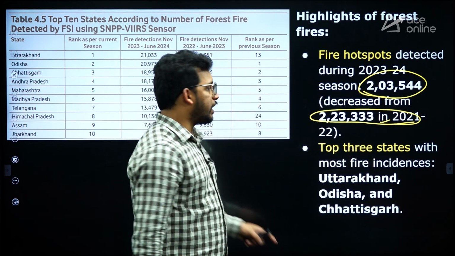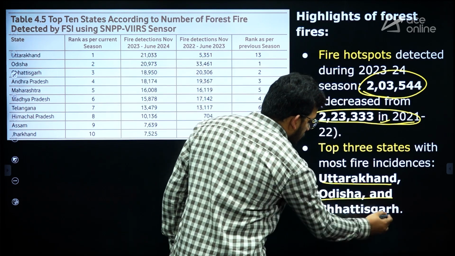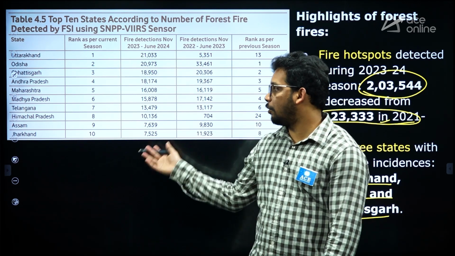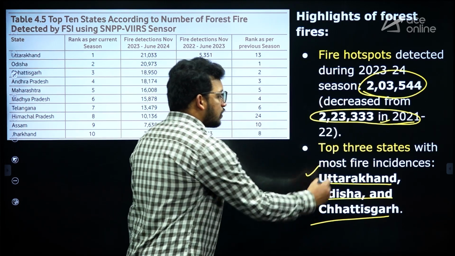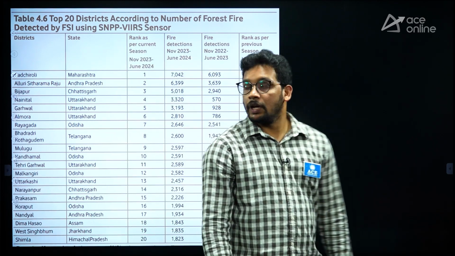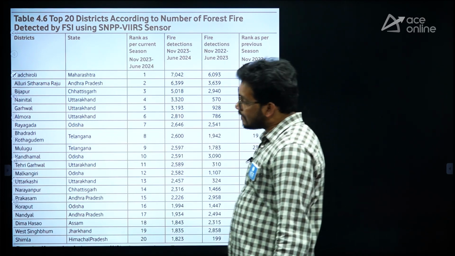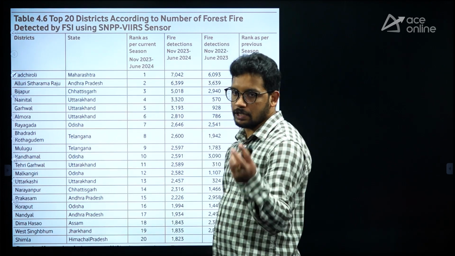And top 3 states with the highest forest fires are Uttarakhand, Odisha, Chhattisgarh. The same table I have mentioned here in terms of the top 3. So Uttarakhand, Odisha and Chhattisgarh were having the highest forest fires. Okay. Now forest fire districts also is there, highest prone forest fire districts. You have to remember at least top 3.